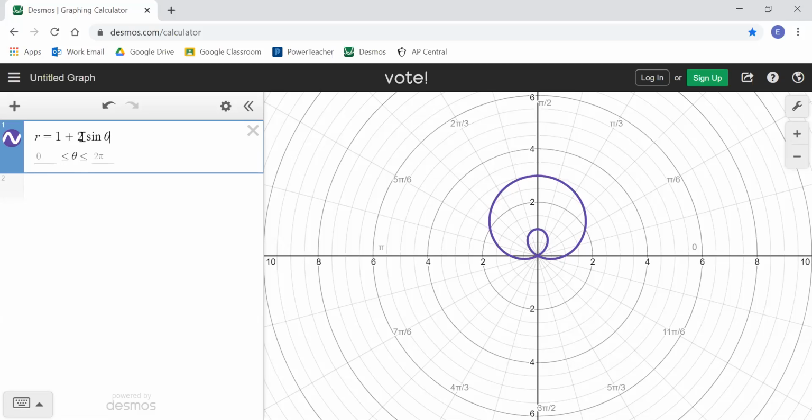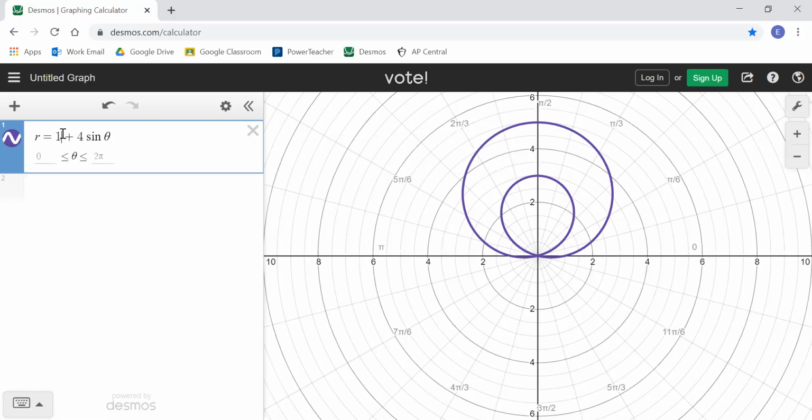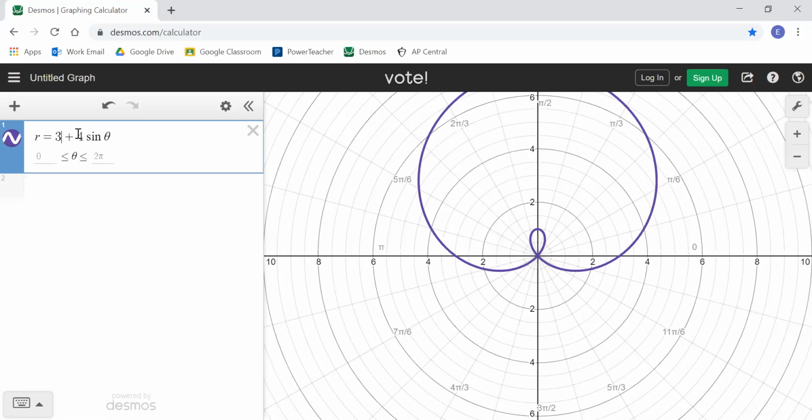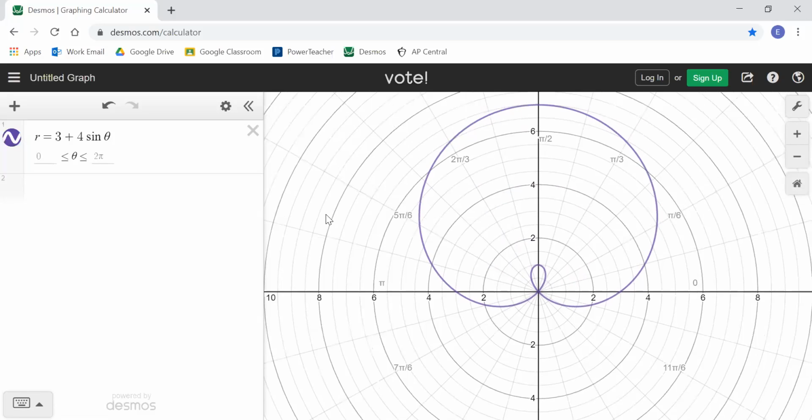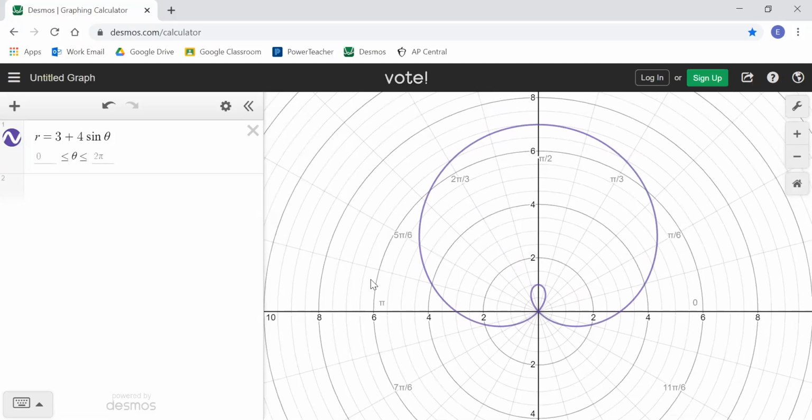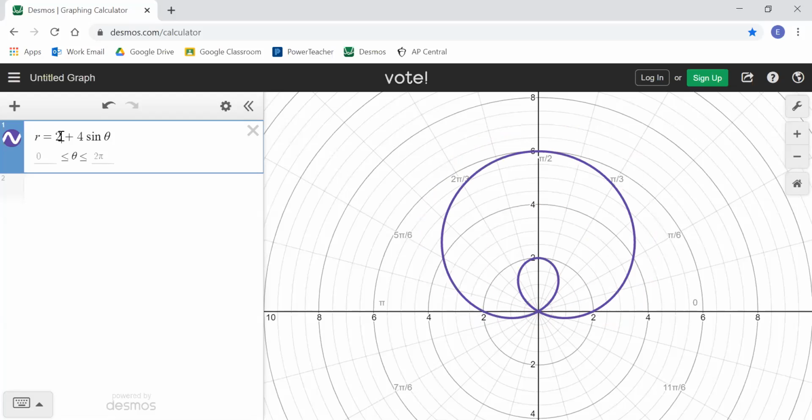What if I change this to 1 plus 3 sine theta? What would happen? It would extend out 4 units and the inner loop would extend out 2 units. Wonderful. If I made that 4 sine theta, then we'd go out 5 units and 3 units. If I made this 3 plus 4 sine theta, that ratio is still between 0 and 1. And so it will be 7 units out and just 1 unit for the inner loop.